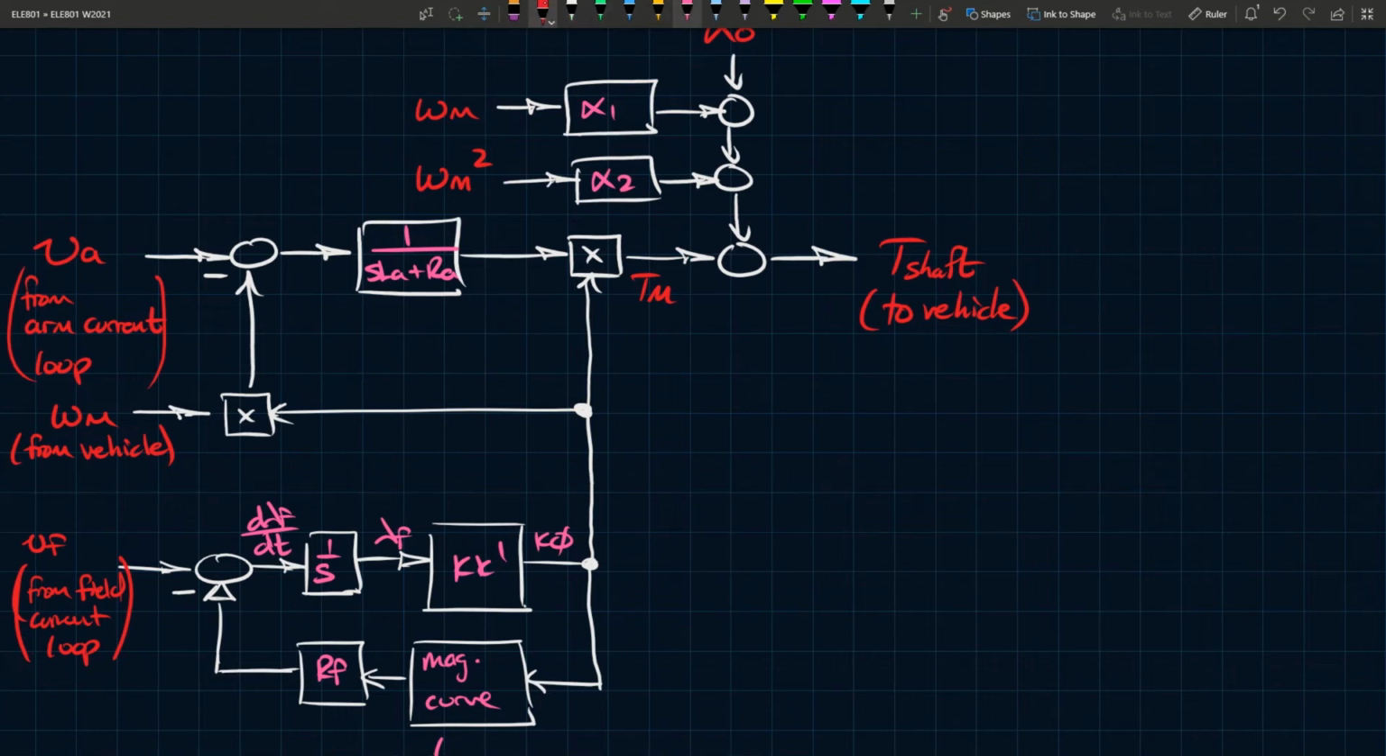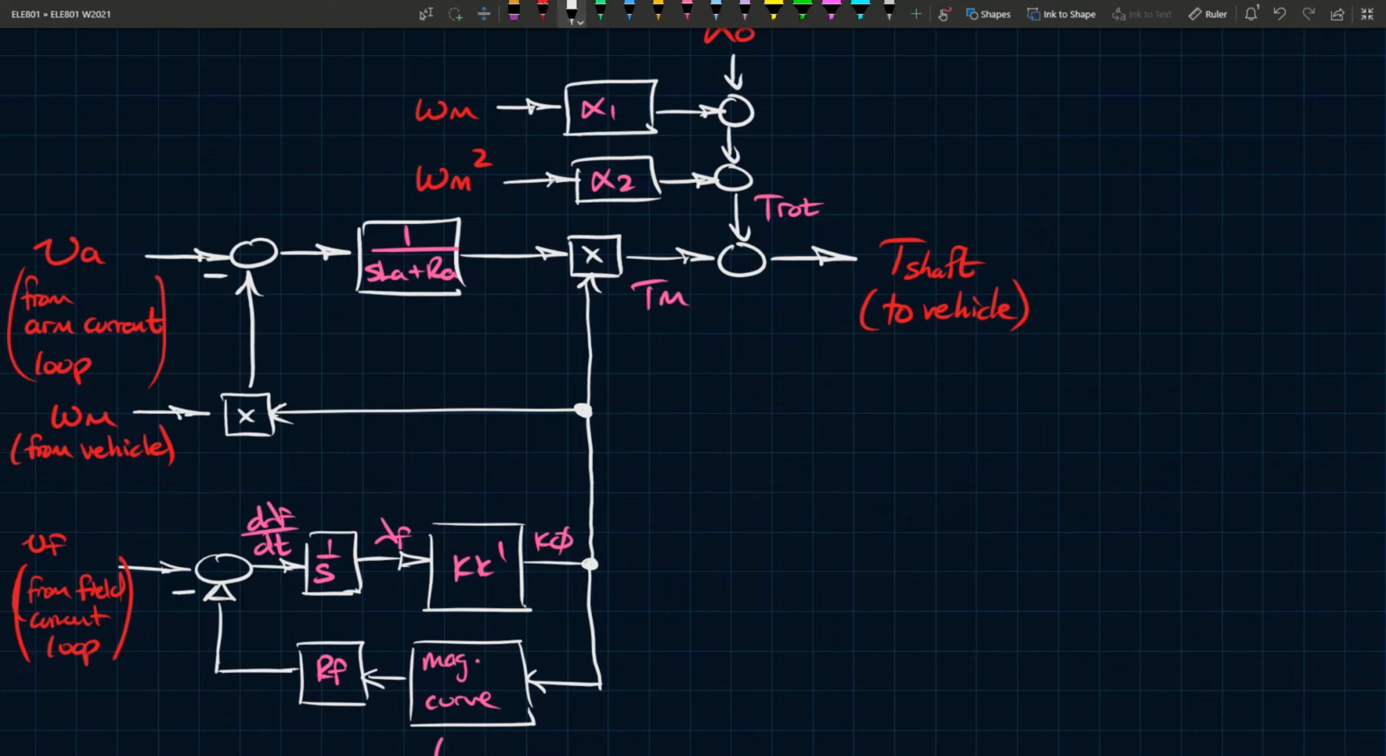We probably shouldn't have used red. We probably should use pink, because we've used pink everywhere else. So this is TM, this is T rot, and then this is going out to the vehicle, so we'll leave that as red. So, again, this would go to your vehicle model.